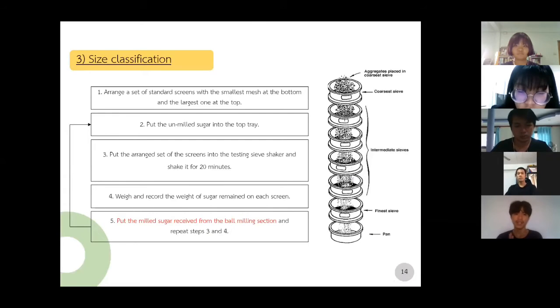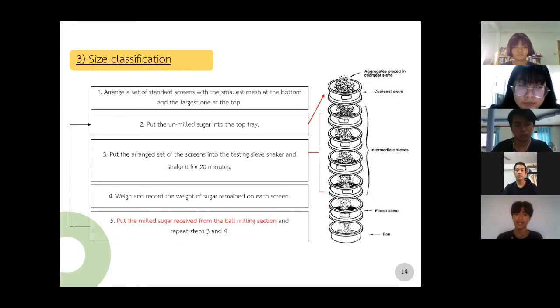3. Size classification. 1. Arrange a set of standard sieves with the smallest mesh at the bottom and the largest one at the top. 2. Put the unmilled sugar into the top tray. 3. Put the set of sieves into the testing sieve shaker and run it for 20 minutes.